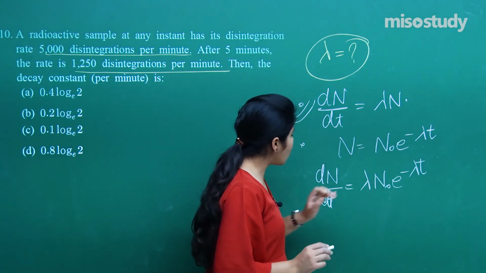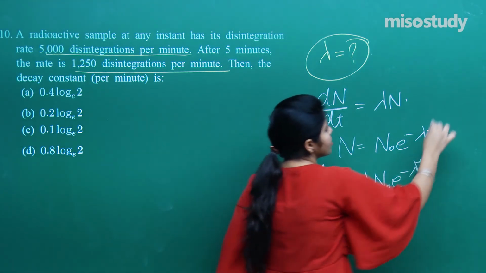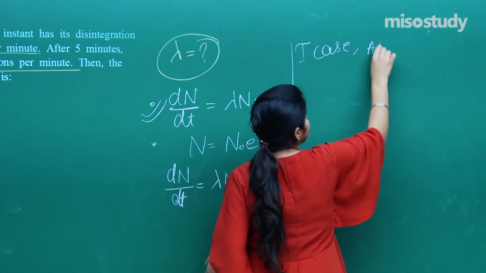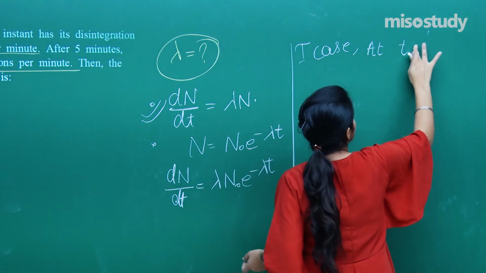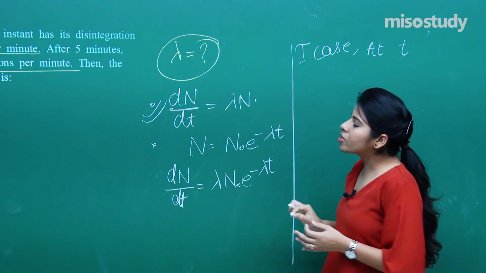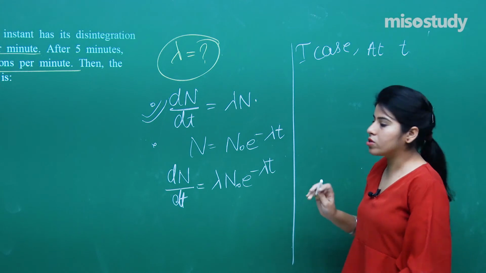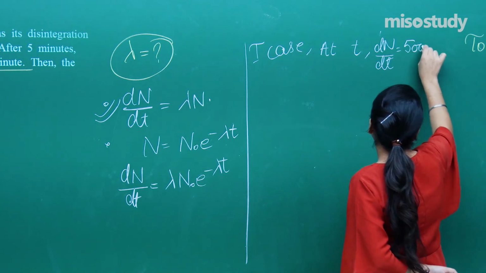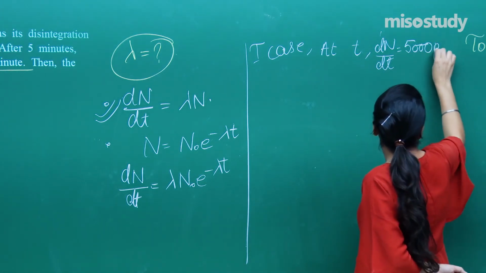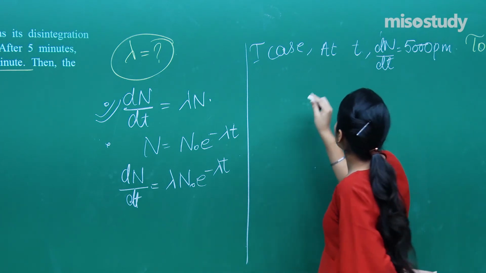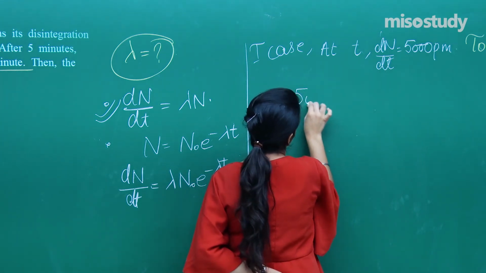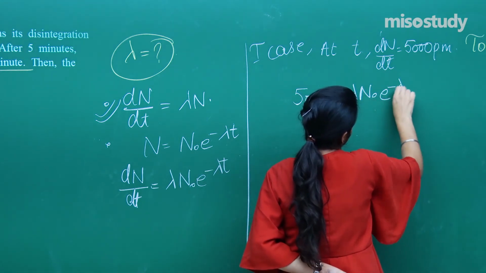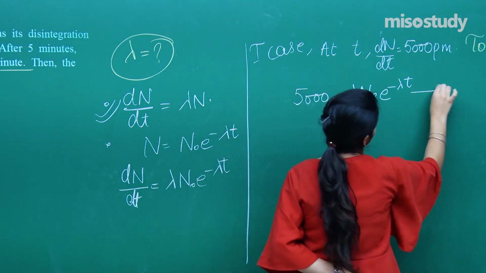Pretty easy. Now, let me do it in two parts. At any time, say time t, the rate of disintegration per minute is 5000. So your dN by dt is 5000 per minute. Now your equation will become 5000 equals lambda N naught e raised to the power minus lambda t. So this is your equation number 1.